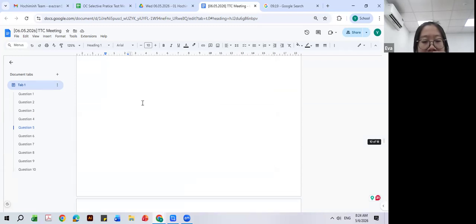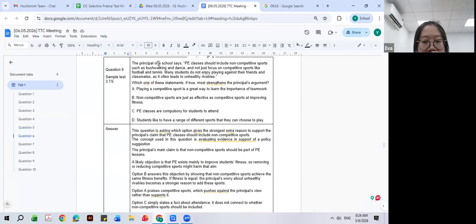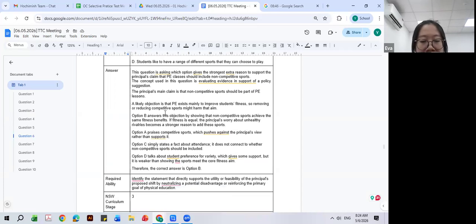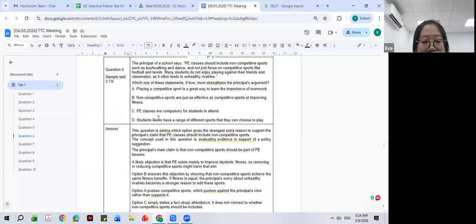And question number 6. The principal of a school says that PE classes should include non-competitive sport such as bushwalking and dance. And we will find which statement most strengthens the principal's argument. We find that option B says that non-competitive sport is just as effective as competitive sport in improving fitness. So option B is the statement that most strengthens the argument. So we choose the correct answer, option B.